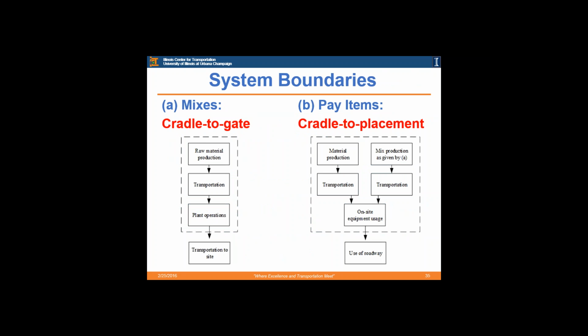For the pay items, we considered cradle to placement, meaning we consider everything here for mixes, but also if there are other materials that are needed, we consider the production of those as well as transportation. We also consider on-site equipment usage, but we stop there at the placement of the material into the roadway. We do not consider the use or maintenance.